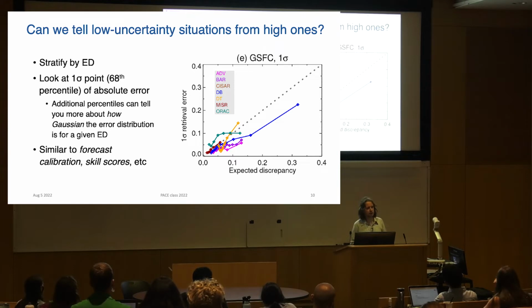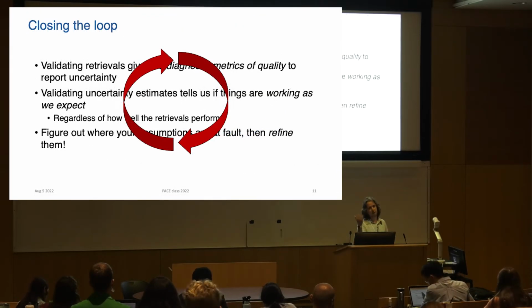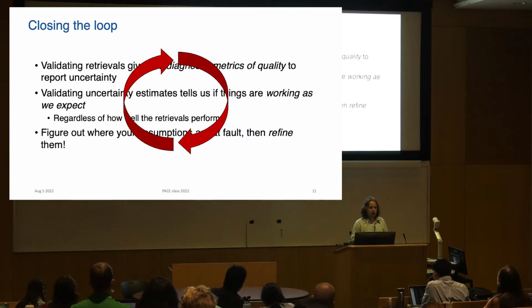And ideally, you can use all of this to close the loop. So we have diagnostic validation, and this tells us how well we're really doing. We have prognostic uncertainty, which tells us how well we think we're doing. And by putting these two together, you can close the loop, figure out where your assumptions are bad, refine them and do it again, and hopefully everything gets tighter and tighter and tighter. And if it doesn't, you quit and find a new job.